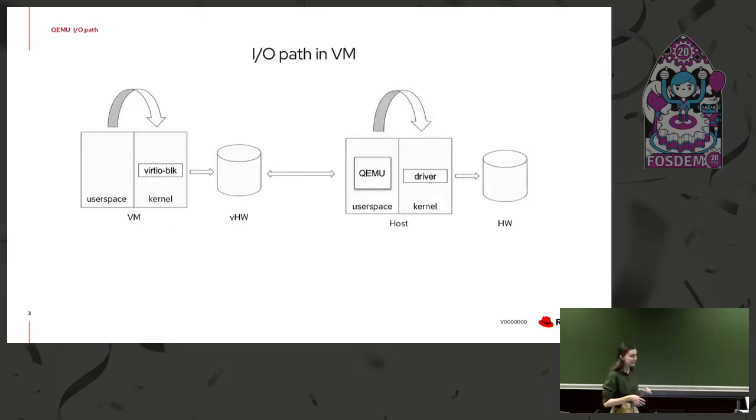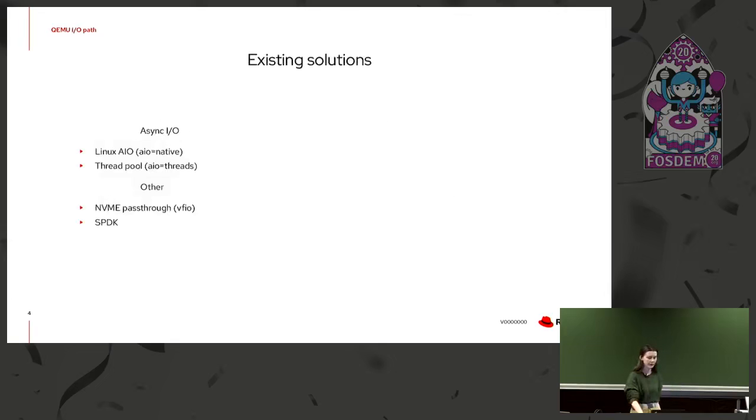So this is the I/O path in a virtual machine. We can see that a lot of stuff is going on. So the I/O path goes from user space to kernel, and you need to choose some asynchronous I/O there, and then it is connected to QEMU with an I/O block driver, and then we can finally pass our I/O request to the kernel.